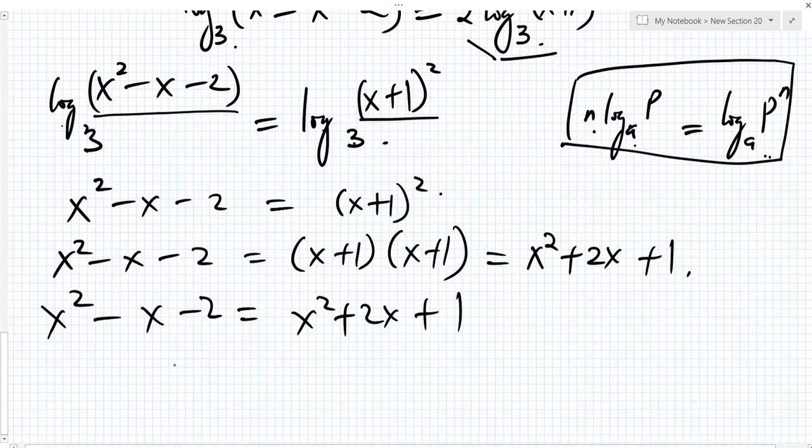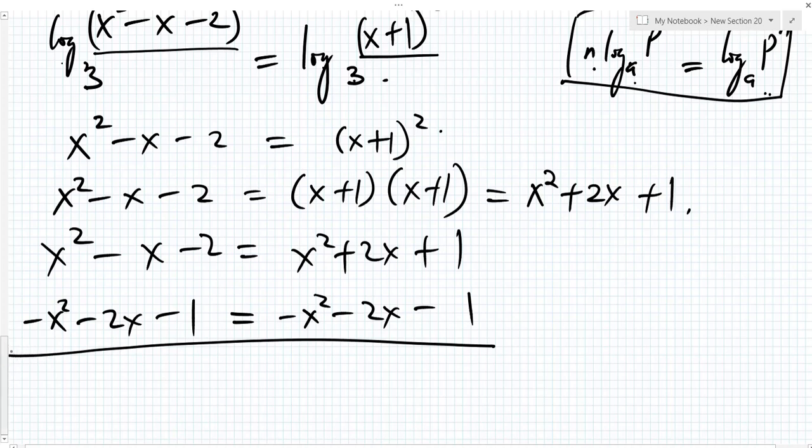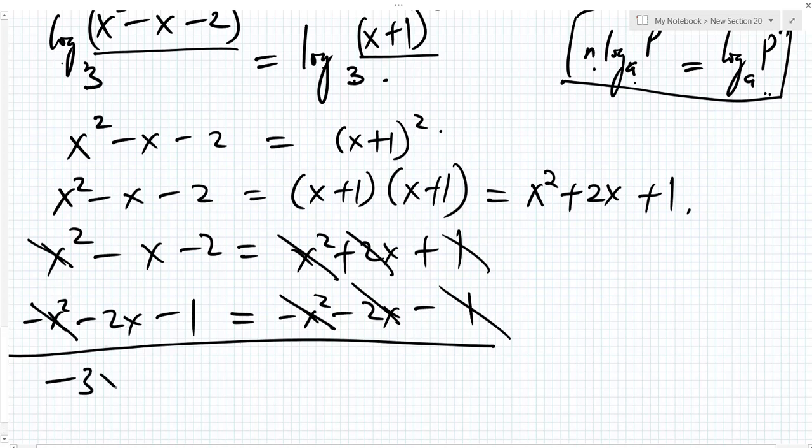Now we can add minus x squared minus 2x minus 1 to both sides. This will cancel out, this one will cancel out, this one will cancel out. Now here I will have minus x minus 2x, which will give you minus 3x. Your minus 2 minus 1 will give you minus 3, equal to 0.